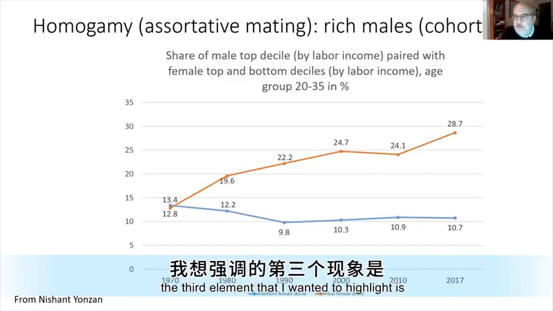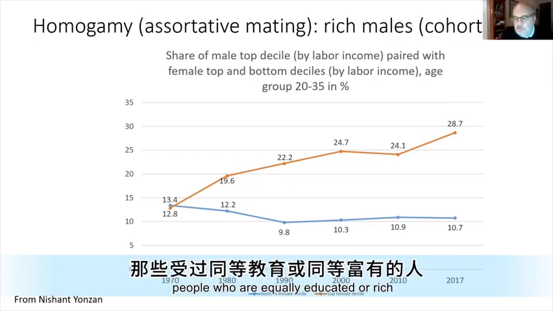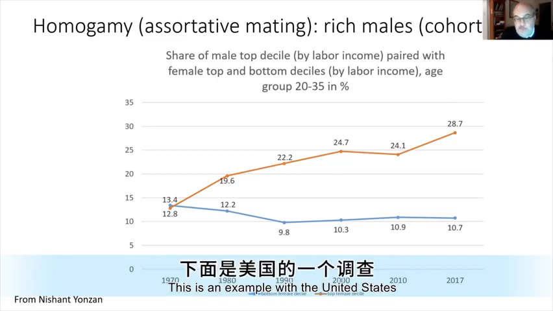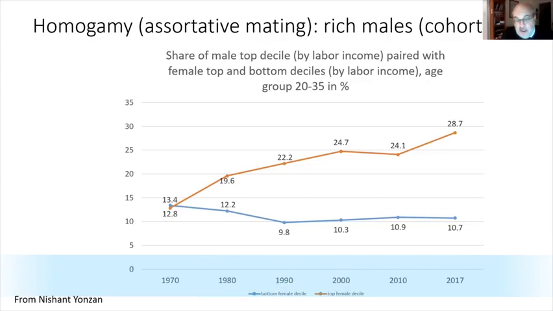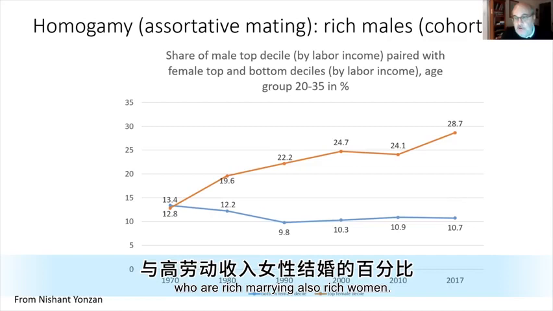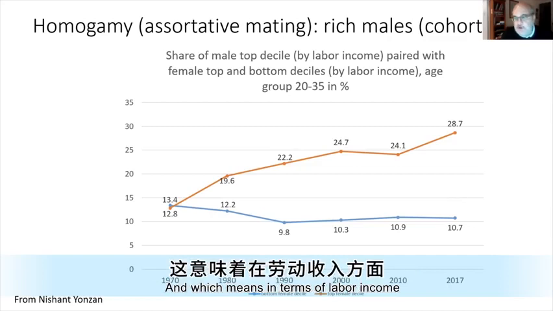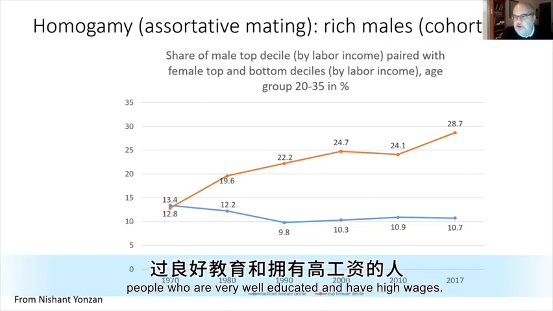And finally, as I mentioned, the third element that I wanted to highlight is the rising percentage of people who marry people who are equally educated or rich like they are. This is an example with the United States with a cohort of young men. If you look at this slide, the orange line is the percentage of young men who are rich marrying also rich women, and rich means in terms of labor income. So it's not that you have inherited income, but that people who are very well educated have high wages.